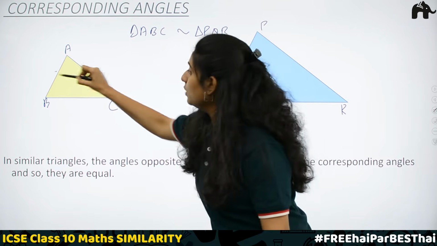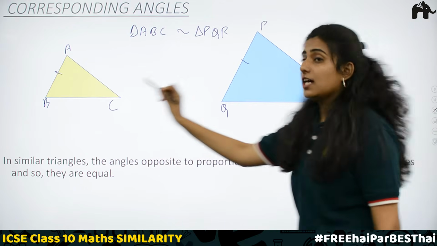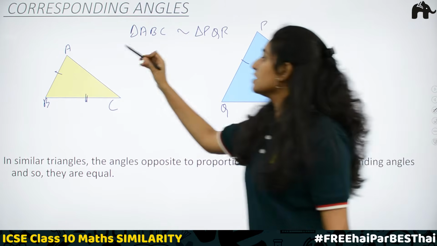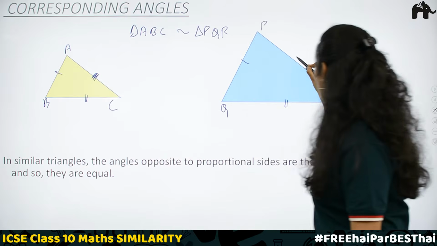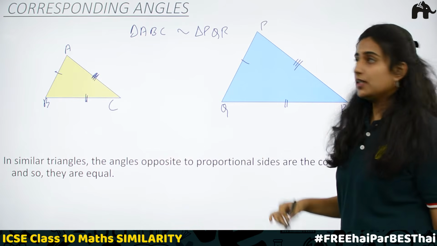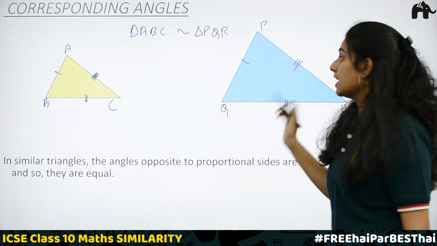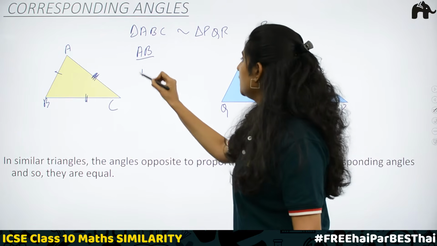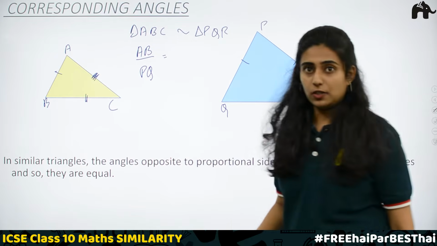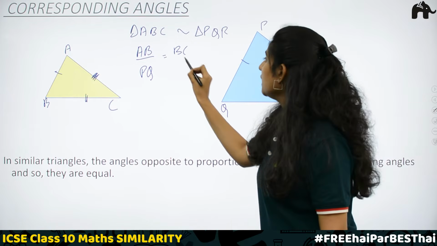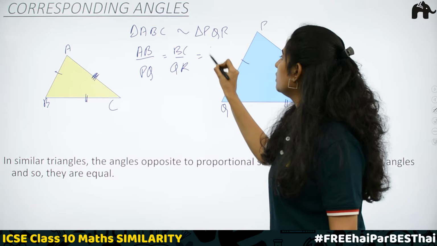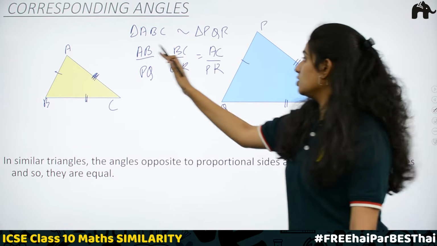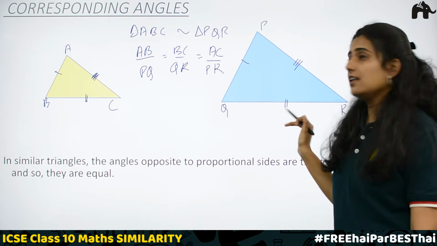Here, corresponding to AB, we have PQ. Corresponding to BC, we have QR, and corresponding to AC, we have PR. Now, the ratio of these corresponding sides, AB by PQ, will be equal to BC by QR, and that is equal to AC by PR. The ratio of the corresponding sides is equal.